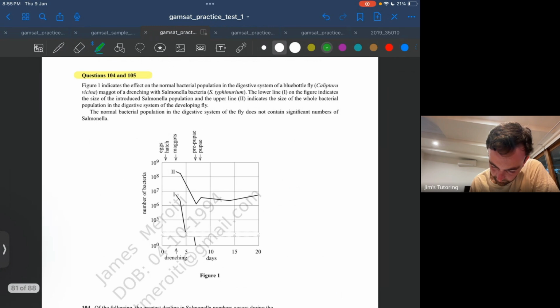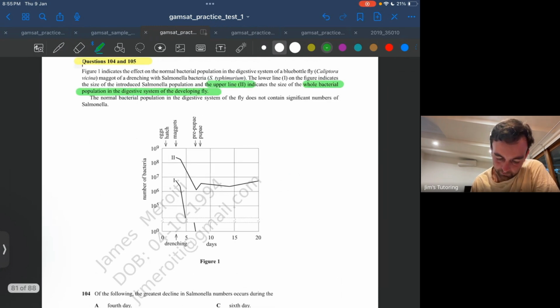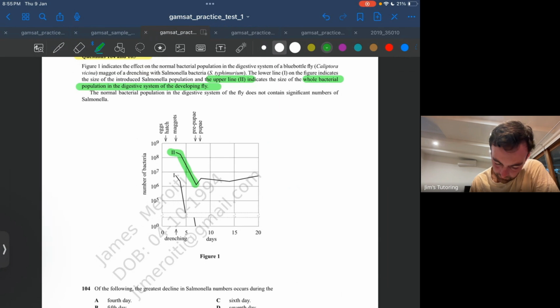What am I doing? So I think it's this one, line 2. Yeah, the upper line. Okay, so we're looking at this line and we're looking between drenching and day 7, which is here. So we're looking for this decrease.